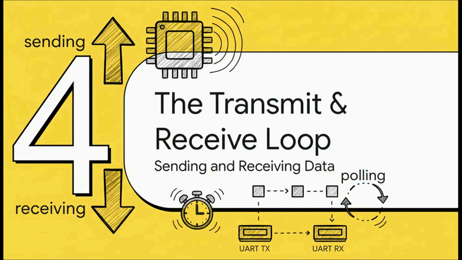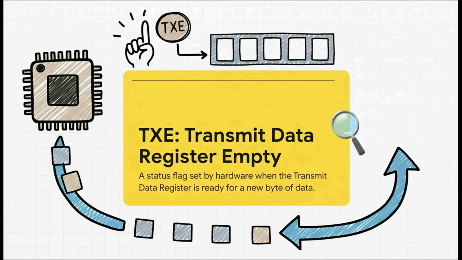With all that configuration out of the way, we are finally ready for the main event, actually sending and receiving data. We're going to start with the simplest possible method, which is called blocking or polling. Basically, our CPU is just going to sit there and wait for the hardware to be ready. So, how does our software know when it's safe to send the next byte? It keeps an eye on the TXE flag. TXE stands for Transmit Data Register Empty. When the hardware sets this flag, it's pretty much raising its hand and saying, "Hey, I'm ready for the next piece of data you've got for me."